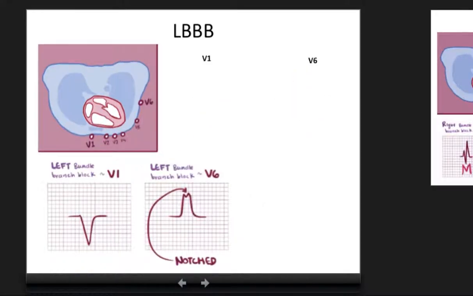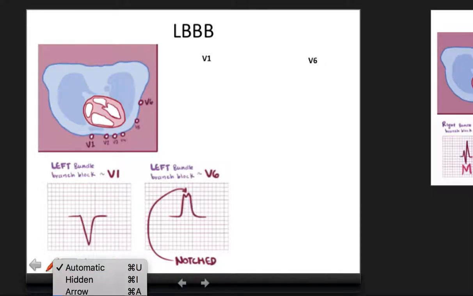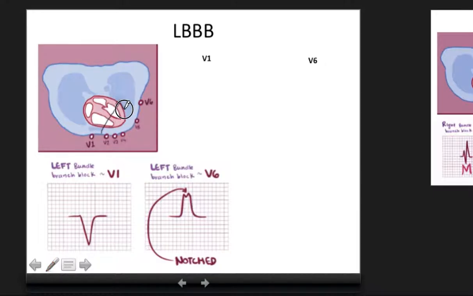Okay. So what happens in a left bundle branch block? In a left bundle branch block, the overall direction of depolarization now comes from the right side. So it's going to go this way. Because it's going away from V1, it's going to have a negative inflection. Because it's going towards V6, it's going to have a positive inflection. And there's this notch here on V6. This is just because the right ventricle is depolarizing later than the left ventricle. So it gives it a W shape on V1 and an M shape on V6.